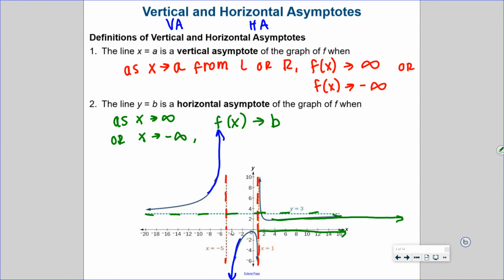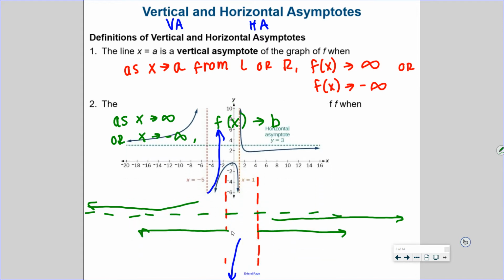Now, as x approaches -infinity, we're looking at this end behavior. What does my graph look like? It's leveling off to here. What value? 3. 3 again. Yep. Now, it doesn't have to be the same in both directions in order for it to be a horizontal asymptote. It could be going off to 3 in this direction, and then be -3.